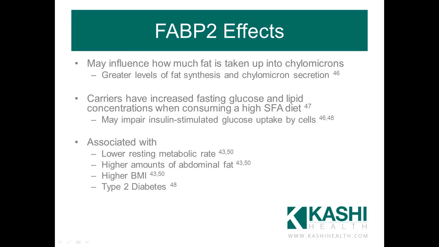What we may see in people who carry this allele is a greater level of fat synthesis and chylomicron secretion and increased fasting glucose and lipid concentrations when consuming a high saturated fatty acid diet, which may impair insulin-stimulated glucose uptake by the cells. The FABP2 polymorphism is associated with a lower resting metabolic rate, higher amounts of abdominal fat, higher BMI, and prevalence of type 2 diabetes.